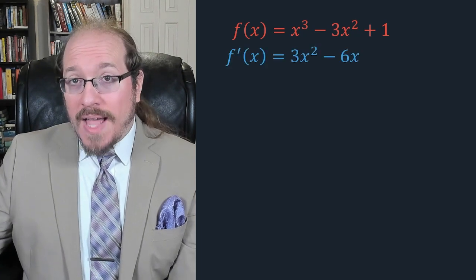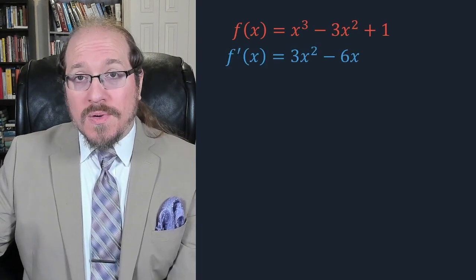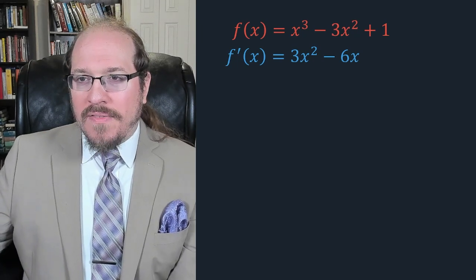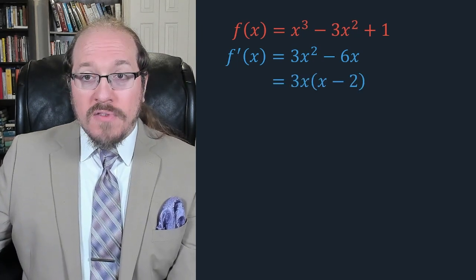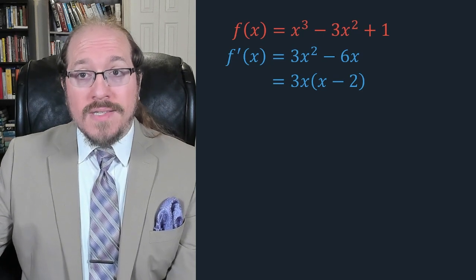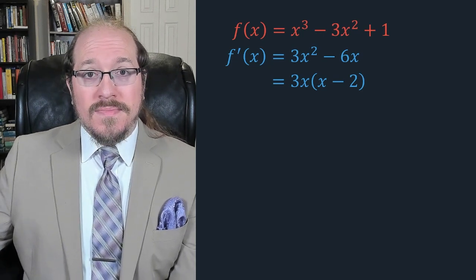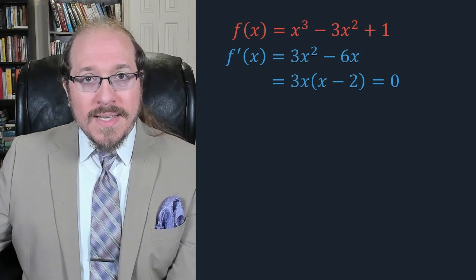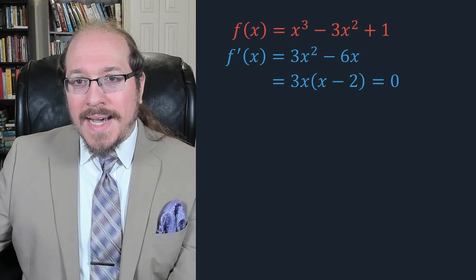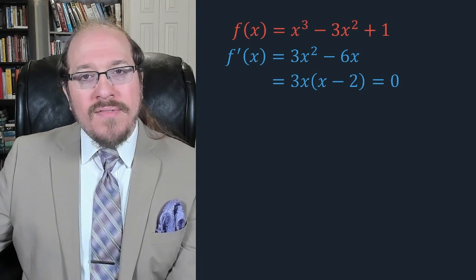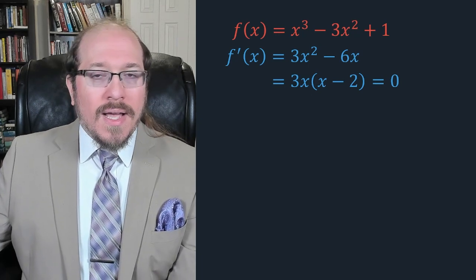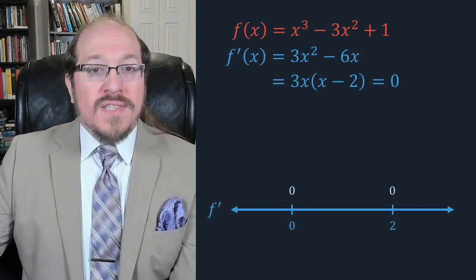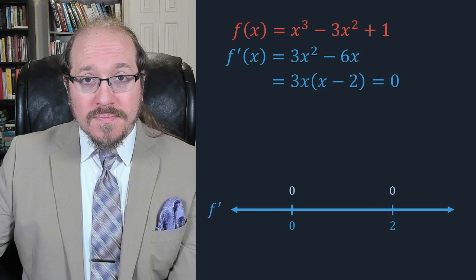Our derivative, f prime of x, is 3x squared minus 6x. Notice that both terms have a common factor of 3x, so if we pull that out, we get 3x times (x minus 2). If either of those factors is 0, then the derivative is 0 overall. So that tells us the graph of f will level off at x equals 0 and again at x equals 2. We'll put that information on a sign chart for f prime.